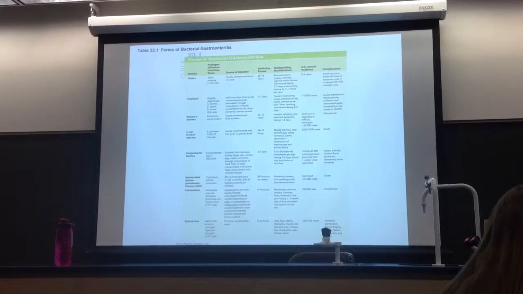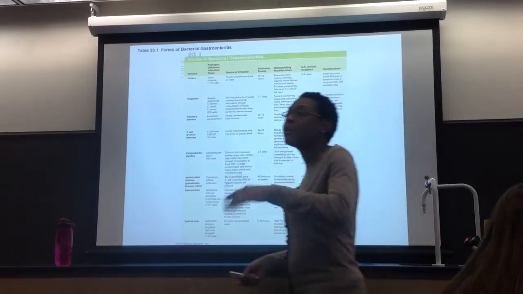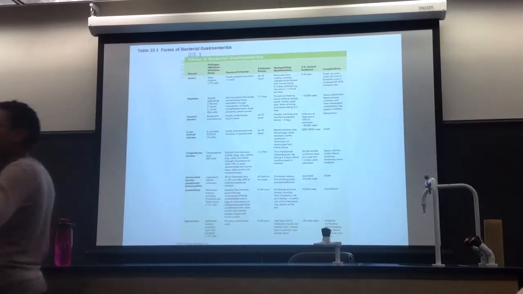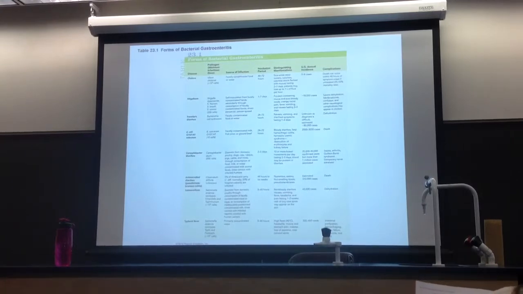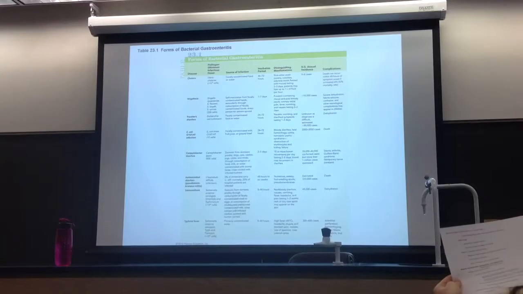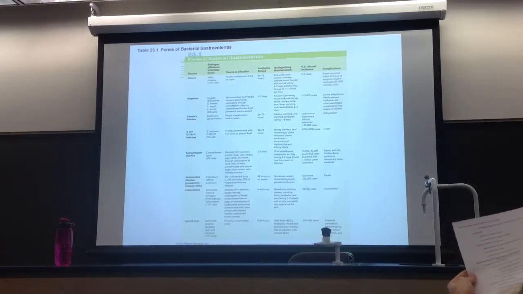Now this table is 23.1. It's a good table. It talks about every single type of bacterial gastroenteritis we talked about today. I would put that somewhere in your house. I guess the garage, with all the other rooms filled with other tables. This goes in the garage. Maybe in your car.